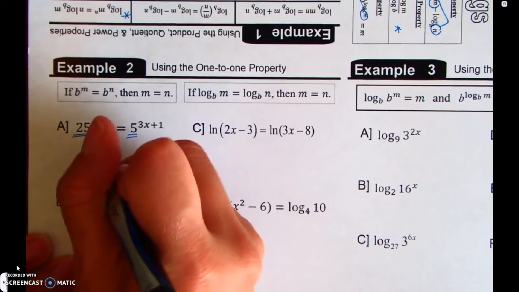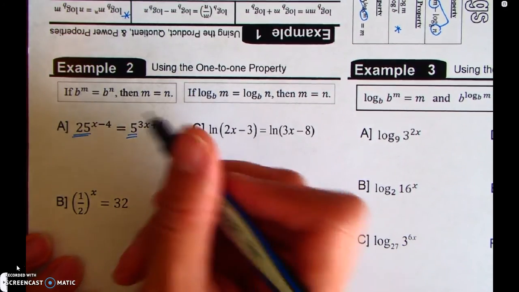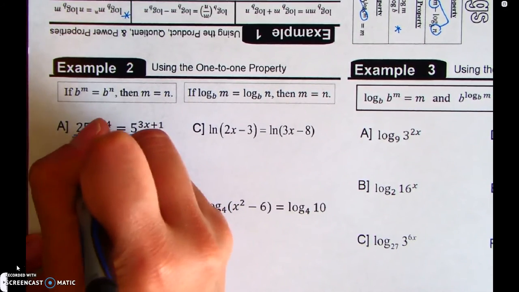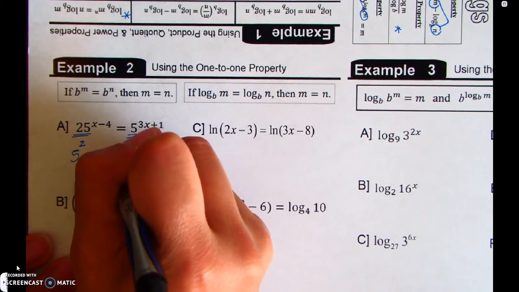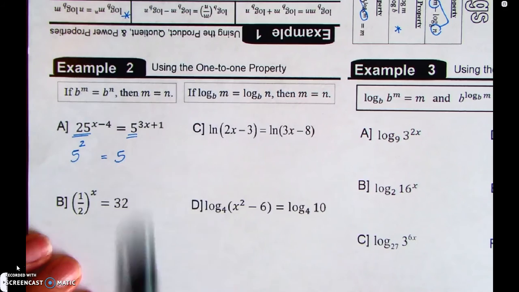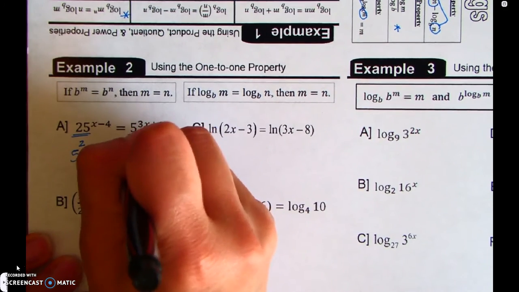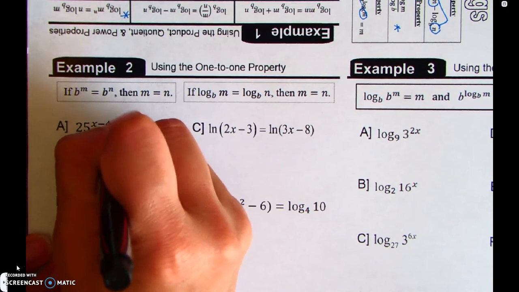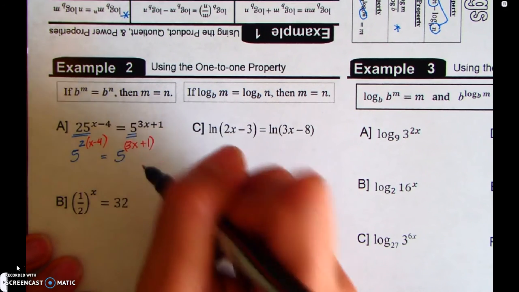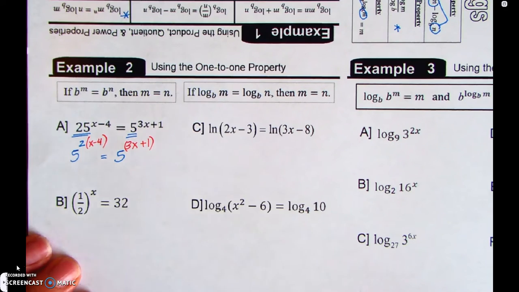So how can I rewrite 25 as a base of 5? If you said 5 squared, that is correct. 5 squared is the same thing as 25, and now I have the same base. Everything else is going to stay the same, 3x plus 1 in the exponent, and x minus 4 in the exponent. I'm just putting some parentheses around it so that you can see the difference.